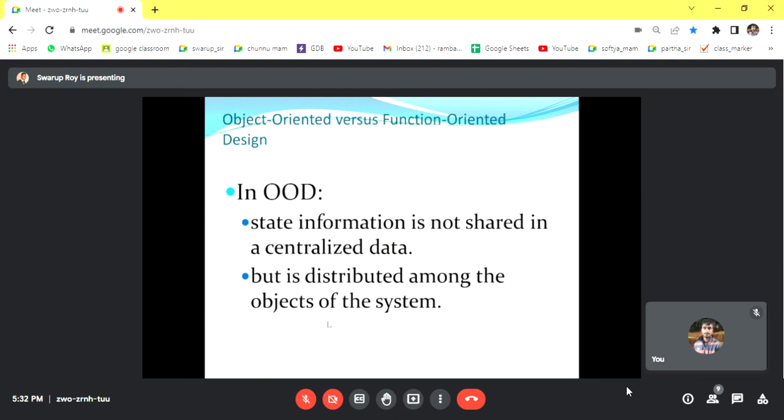So this particular state information, in which state an object is, is not going to be shared in a centralized way, because it is a completely decentralized system. It's distributed among the objects. Say a stack has a particular state. That is confined within that particular stack object only. It cannot be accessed directly by other objects, because they communicate with each other through message passing.